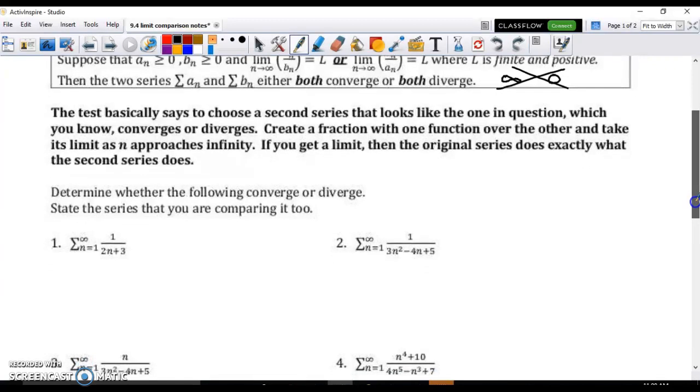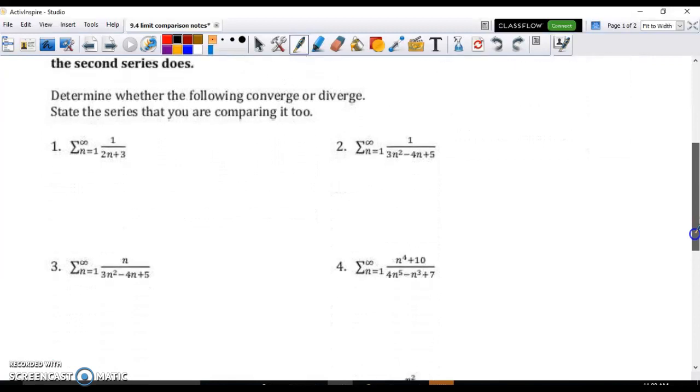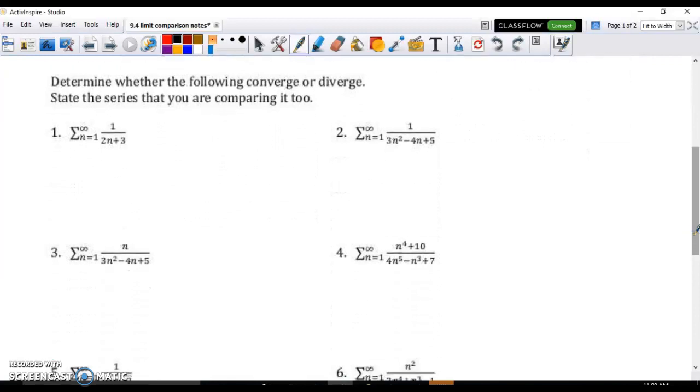Let me just go ahead and start showing you some of these, because it is super easy once you get the hang of it. What you want to do is figure out what to compare it to. So if I'm looking at number 1, I've got 1 over 2n plus 3. I want to look at the most basic part of that function, what's really happening. And what you're going to notice is that you have 1 over n. So that's what we want to compare it to. Let me show you a couple examples of what I want to compare it to, so you really understand what's happening there.